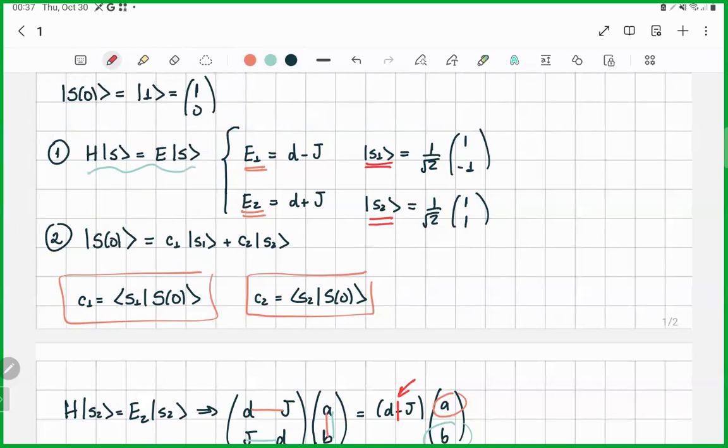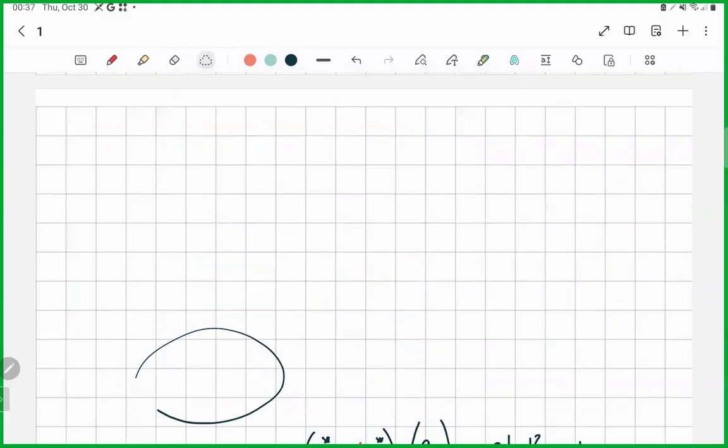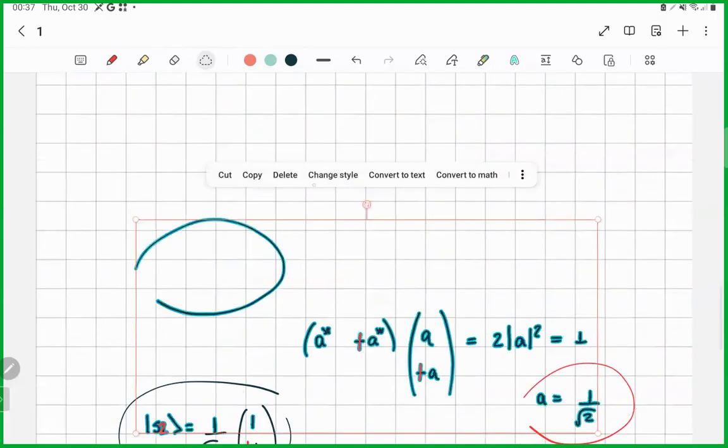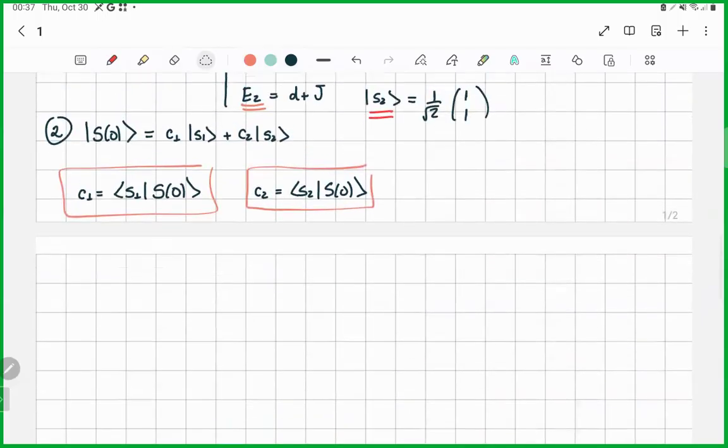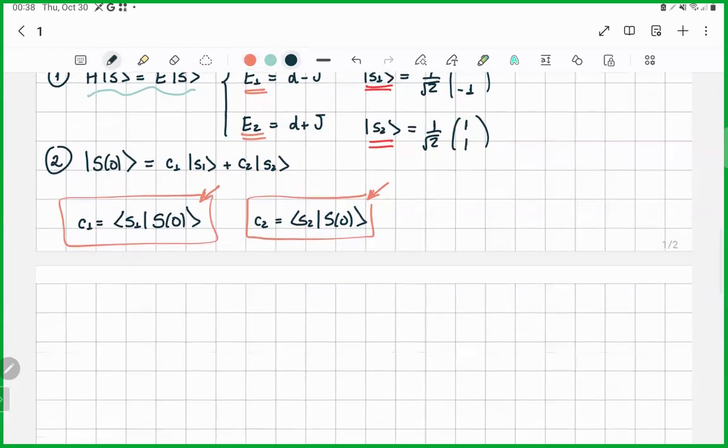Okay, great. So now we go to our second step. Let's get some space here. Our second step now is to write our initial state as a function of S1 and S2. Well, here is how we are going to find these coefficients. So let's go one by one. To obtain C1, we have to do the inner product.